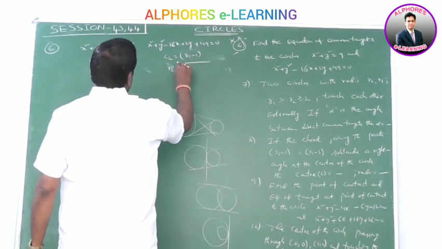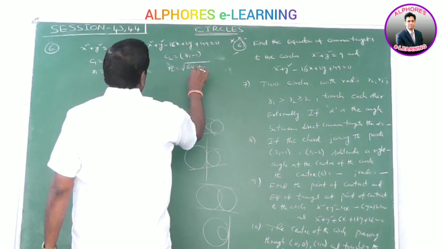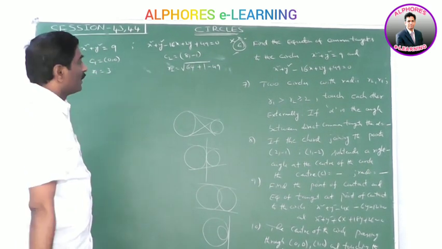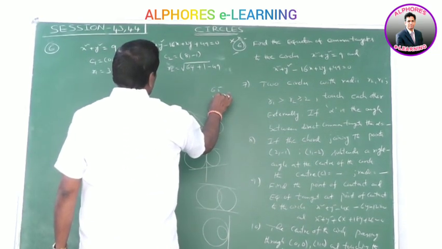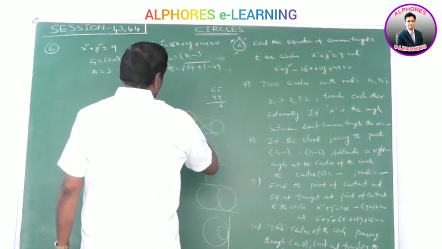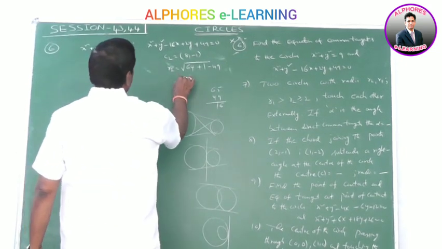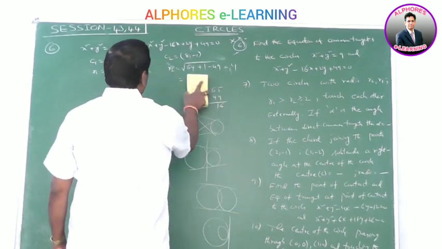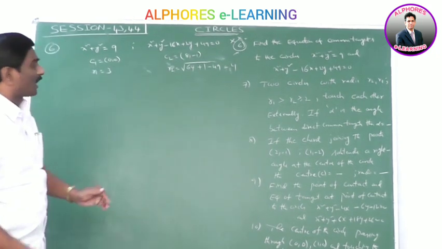The radius of the second circle is equal to root over g square plus f square minus c, which means 64 plus 1 minus 49. That means 65 minus 49. What is this value? 16. Root 16 means the value is 4. R1 is equal to 3, R2 is equal to 4.